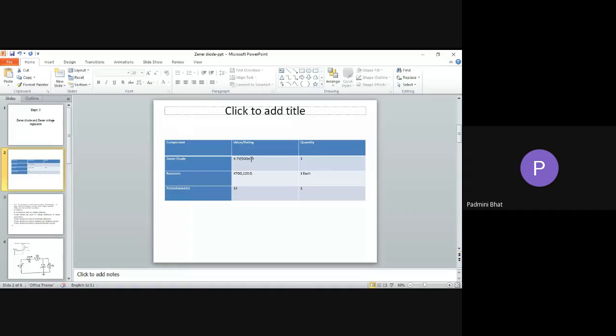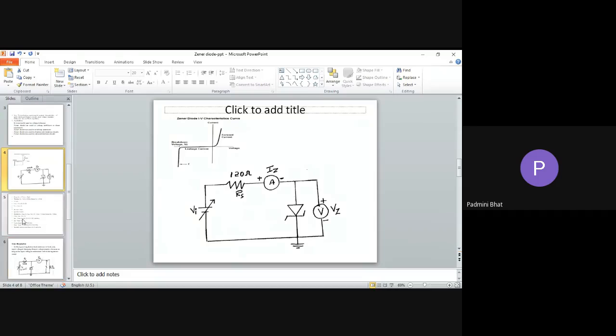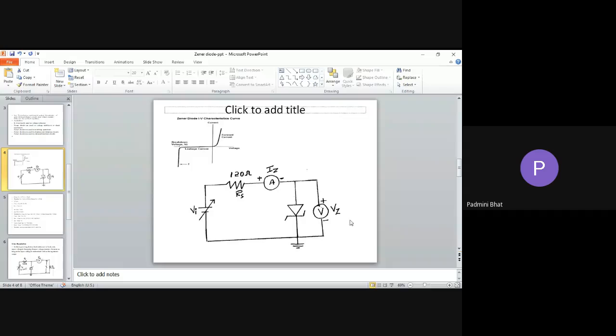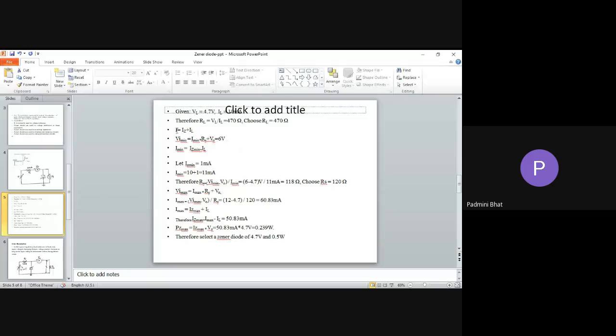Actually, how did we get this? Given VL is equal to 4.7, take IL is equal to 10 milliamps. That is the load current, not this. Then find out RL. VL by IL gives 470 ohm. So choose RL is equal to 470.